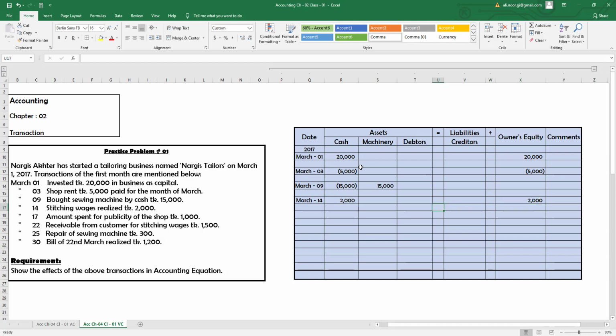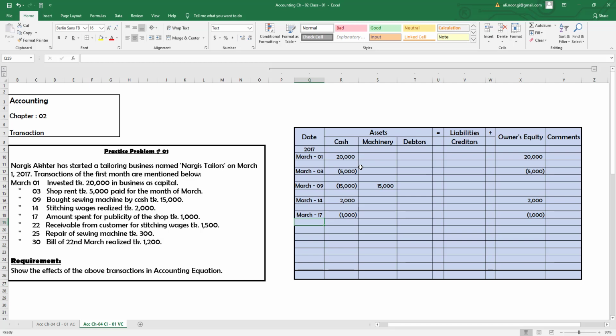Okay, March 17: amount is spent for publicity of the shop. Publicity of the shop means advertising, and we can say advertising is an expense. So this is also paid by cash. So March 17 will decrease cash by 1,000, and because it is an advertising expense, it will also decrease owner's equity. Every expense decreases the owner's equity.